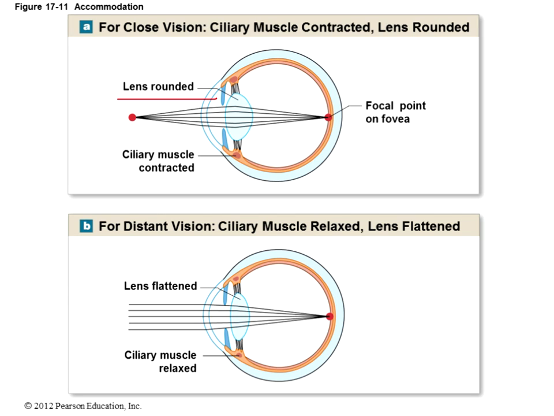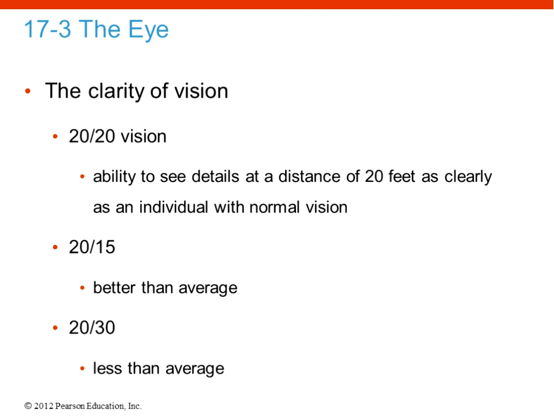Here you can see a rounded lens that allows you to look at something that's very close. As the ciliary muscle contracts, it moves closer and the lens becomes more spherical and focuses it right on the fovea. Something that's much further away, the ciliary muscle relaxes and pulls away from the lens, flattening it out, and then also focusing it on the retina. So, clarity of vision, being able to see something clearly.